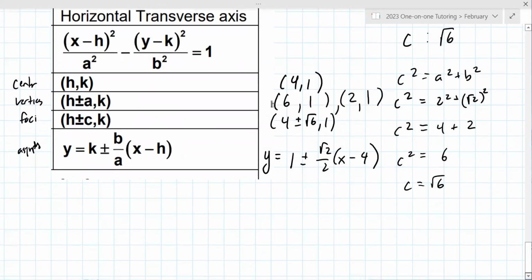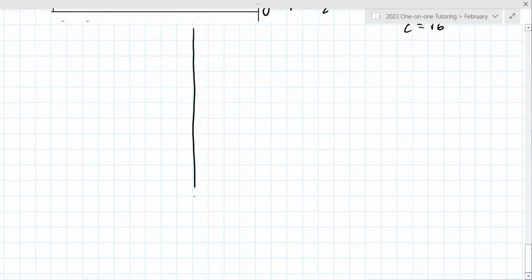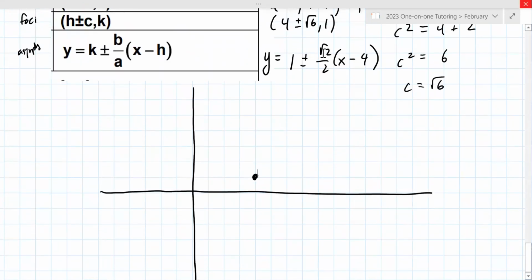Okay. The graph, you start at that center. So you start at 4, 1 right there. And then I recommend using the asymptotic equation. You're already at 4, 1, so you don't have to go anywhere. This square root of 2 over 2 is your slope. So you have to remember, what is square root of 2? It's like 1.4. So you're going up a little bit more than 1 and right 2, up a little bit more than 1 and right 2. You just want to get a rough idea of that. Then you go the other direction.